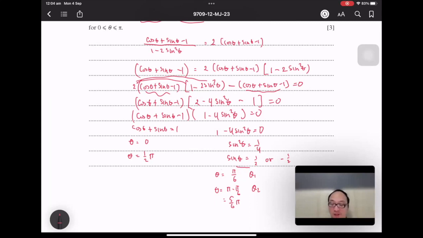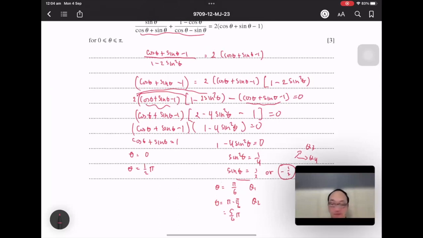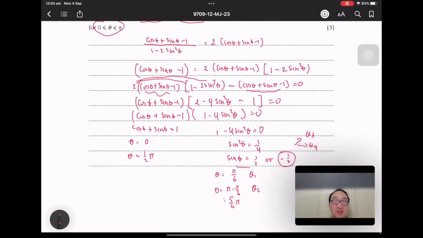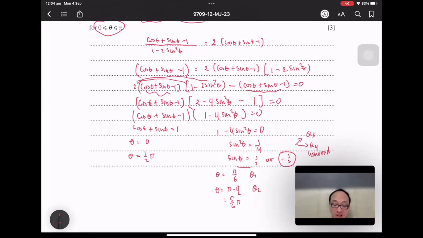And then for sine equals negative half, it's from quadrant 3 and quadrant 4. But since the domain of theta should be only from quadrant 1 until 2, we can ignore these answers. So we have 4 answers: 0, pi over 6, pi over 2, and 5 over 6 pi.